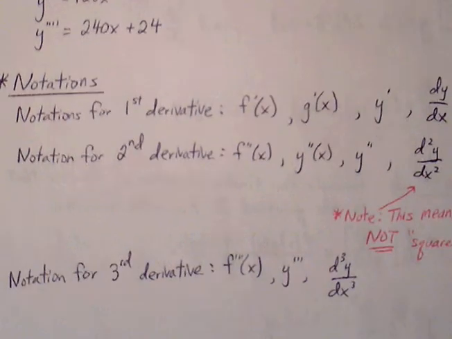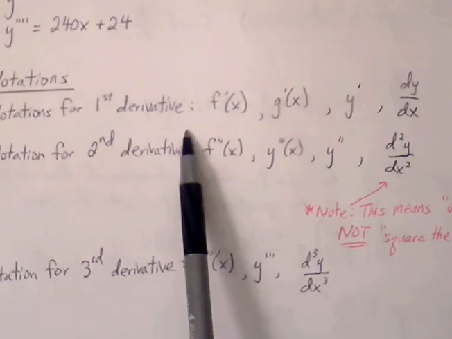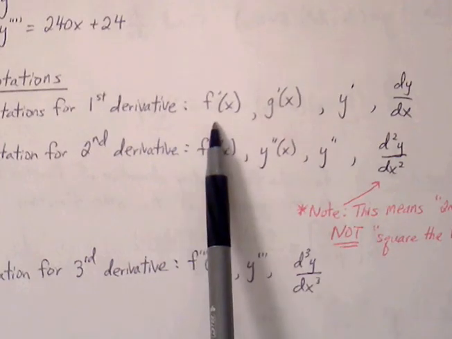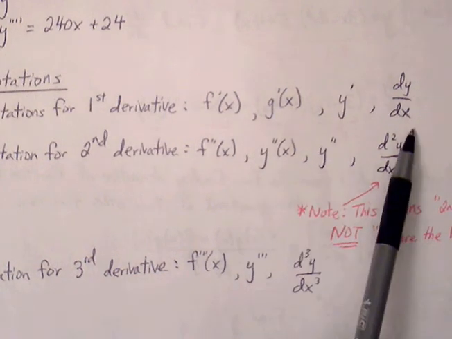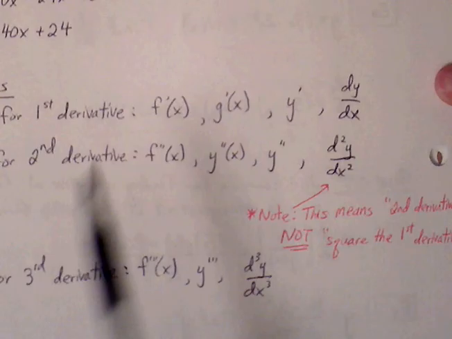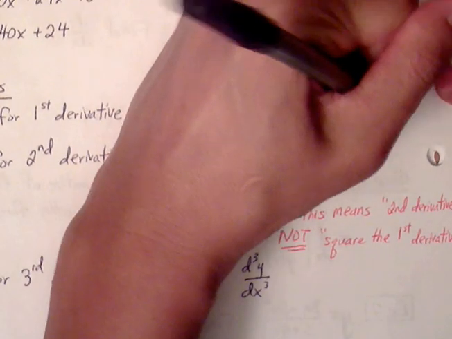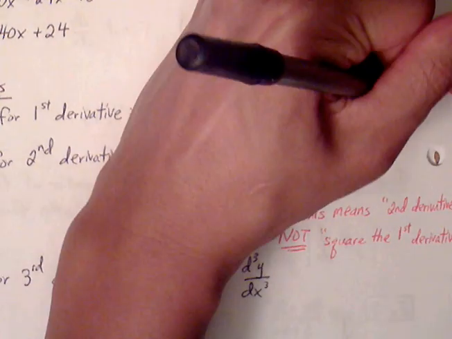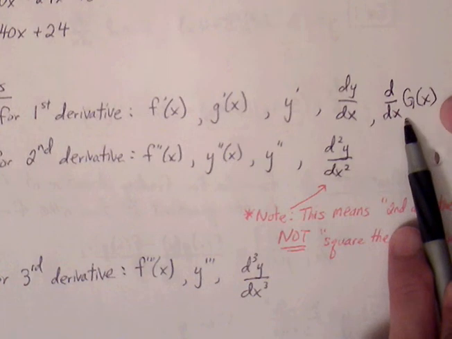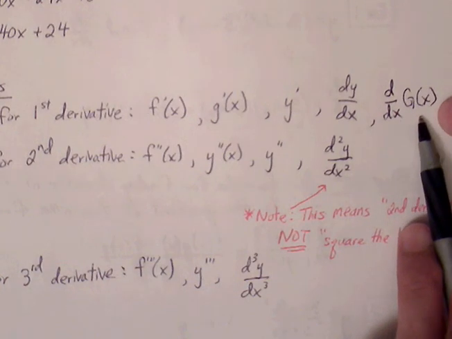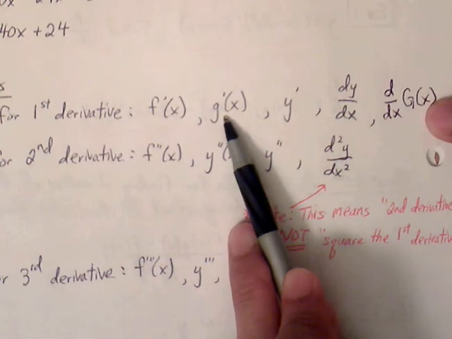Okay, a note about notations. First derivative function can take on a lot of different forms. F prime of x, g prime of x, y prime, dy over dx. Or you may see something like this where it's d over dx of g of x. Okay, this will also mean that we want to find the derivative for g of x. So this would mean the same thing as g prime of x.